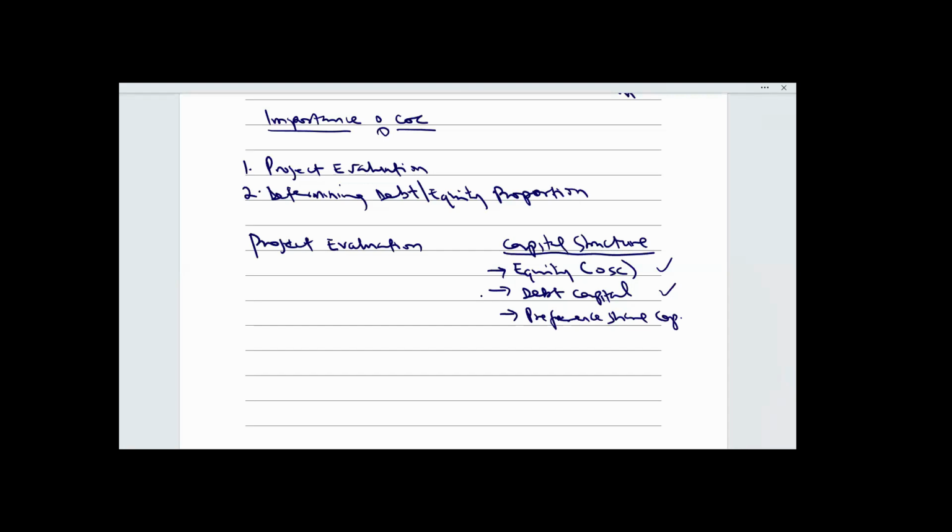Since each source of finance has its own underlying cost, and one of the objectives of a company is cost minimization, you want to minimize the overall cost of capital. Therefore, you must know: should I invest 60% in equity and 40% in debt, or 70% debt and 30% equity? The underlying cost of each source of finance will determine how much of them you need to carry in your balance sheet. So cost of capital is used in determining the debt equity proportion in a company's capital structure.